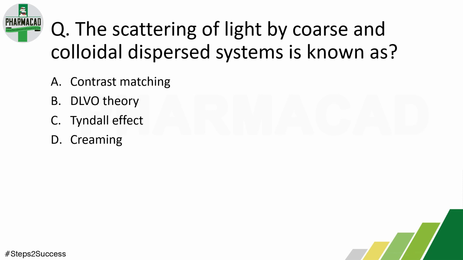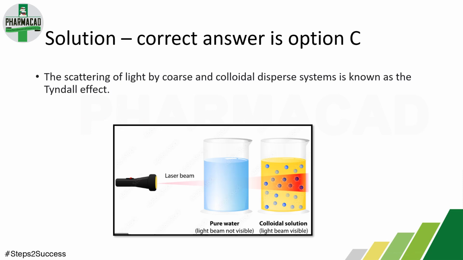Next question. The scattering of light by the coarse and colloidal disperse system is known as: option A, contrast matching; option B, DLVO theory; option C, Tyndall effect; option D, creaming. So the correct answer is option C, Tyndall effect. The scattering of light by the coarse and colloidal disperse system is known as the Tyndall effect.